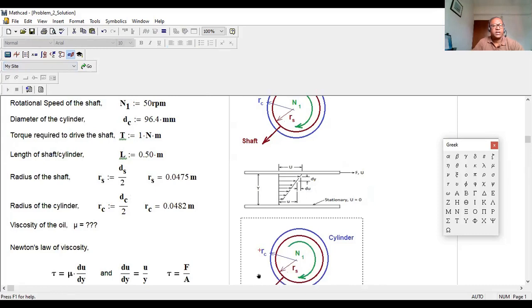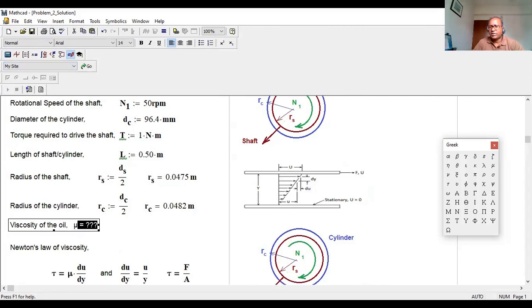I figure out the gap. First, you figure out the radius RS of the shaft, the radius of the cylinder. Here is the value, I figure it out in terms of meter. All you need to do is convert to meter. Then what do we need to figure out? You need to figure out the viscosity of the oil. Mu equals how much?